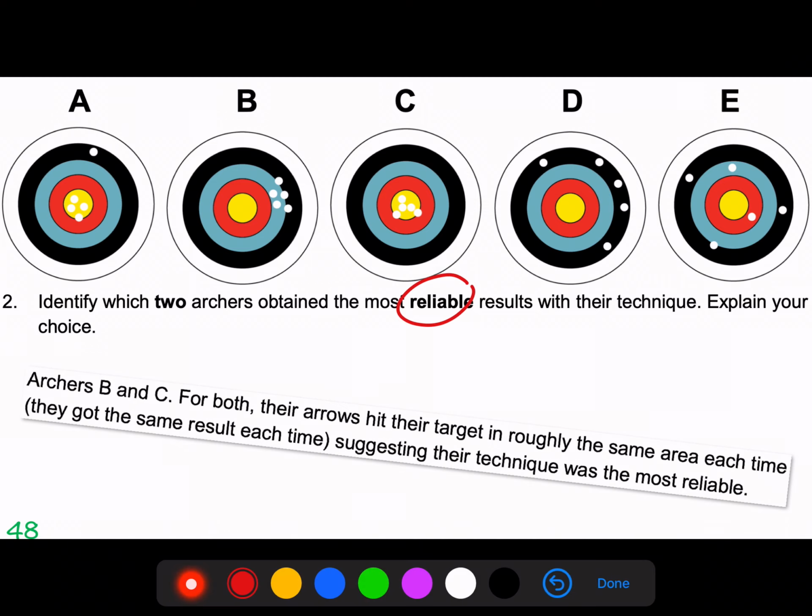The answer here is, well, there's 2 archers, B and C. C has accurate data, we've established, but they've also got very reliable data because it's consistent. The data points are very, very similar to each other. The mean value is going to be reliable. B also has reliable data. It's less accurate. It's not hitting the true value, but the point is it is nonetheless quite consistent. All the data points that student has taken are very similar to each other.